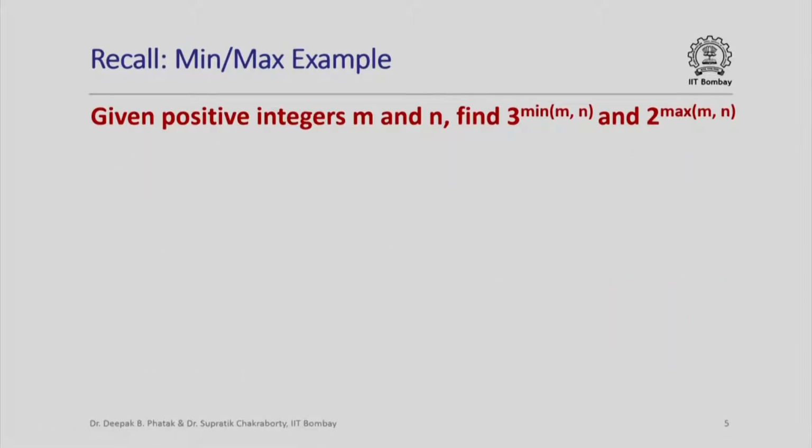So let us recall the min-max example that we had seen in an earlier lecture. In that example, we were given positive integers m and n, and we were required to find the value of 3 raised to min(m,n) and also the value of 2 raised to max(m,n). What I am going to show now is really a fragment of the program that we had seen earlier to solve this problem, and I am going to show only a fragment because this is the fragment that will involve a loop, and that is the interesting part that we want to reason about in this lecture.